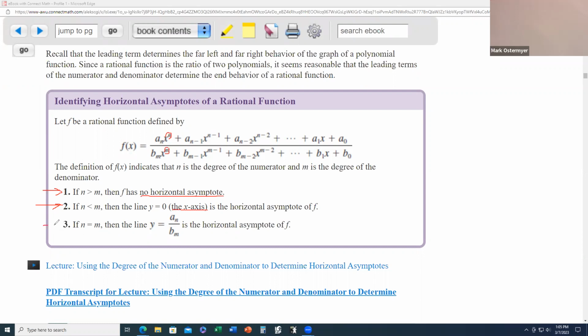If the degree of the numerator is equal to the degree of the denominator, then we do have a horizontal asymptote, and its equation would be y equal to the ratio of the leading coefficients of the numerator and denominator polynomial. So this would be the equation of your horizontal asymptote if the numerator and denominator degrees are equal to each other.